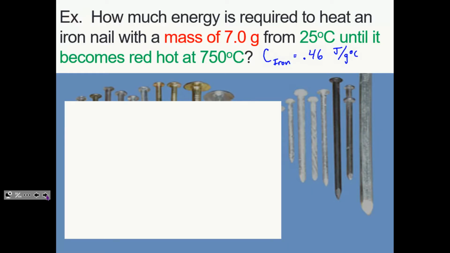The first example says how much energy is required to heat an iron nail with a mass of 7 grams from 25 degrees Celsius until it becomes red hot at 750 degrees Celsius. So we're heating up a nail that weighs 7 grams. We want to know how much energy, which is the letter Q, we can also call it heat energy, is required for that to happen.